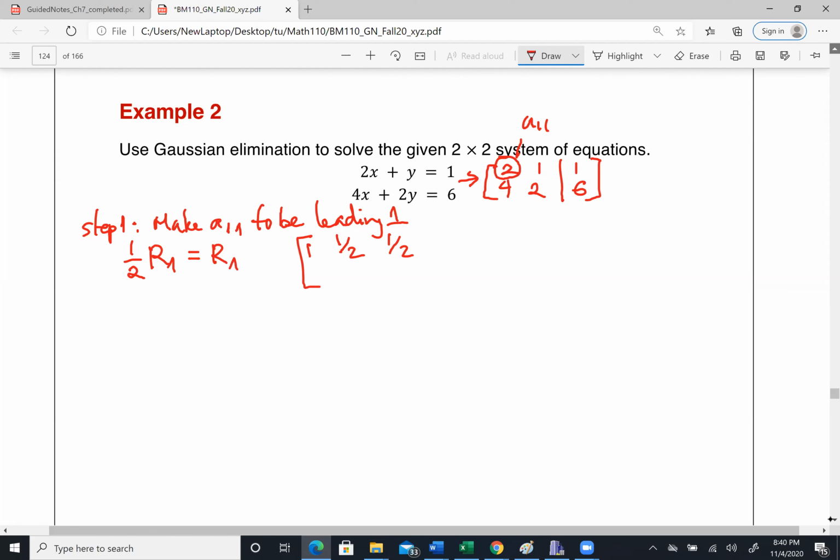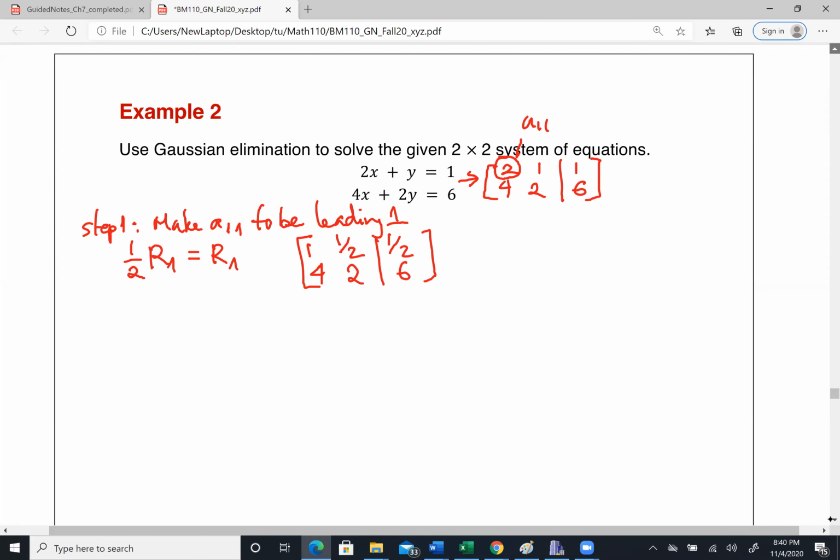Okay. So now we have the second row, which is not changed at all: 4, 2, 6. Remember that what I just did in this step is multiply 1/2 with the first row over here.